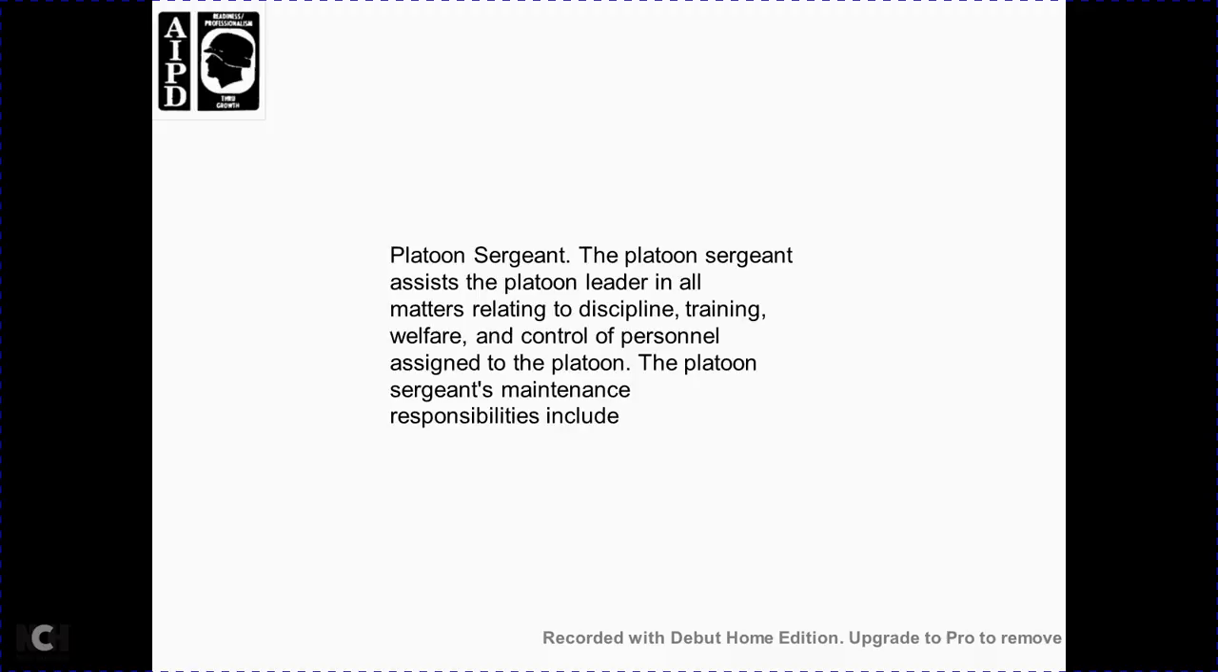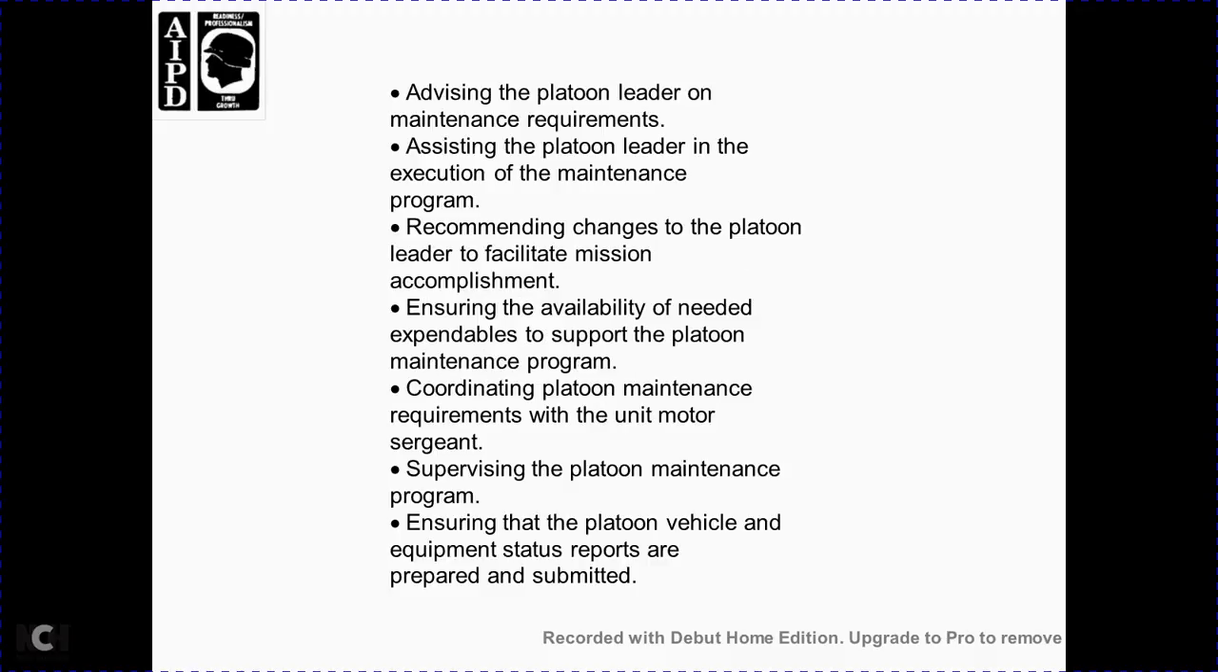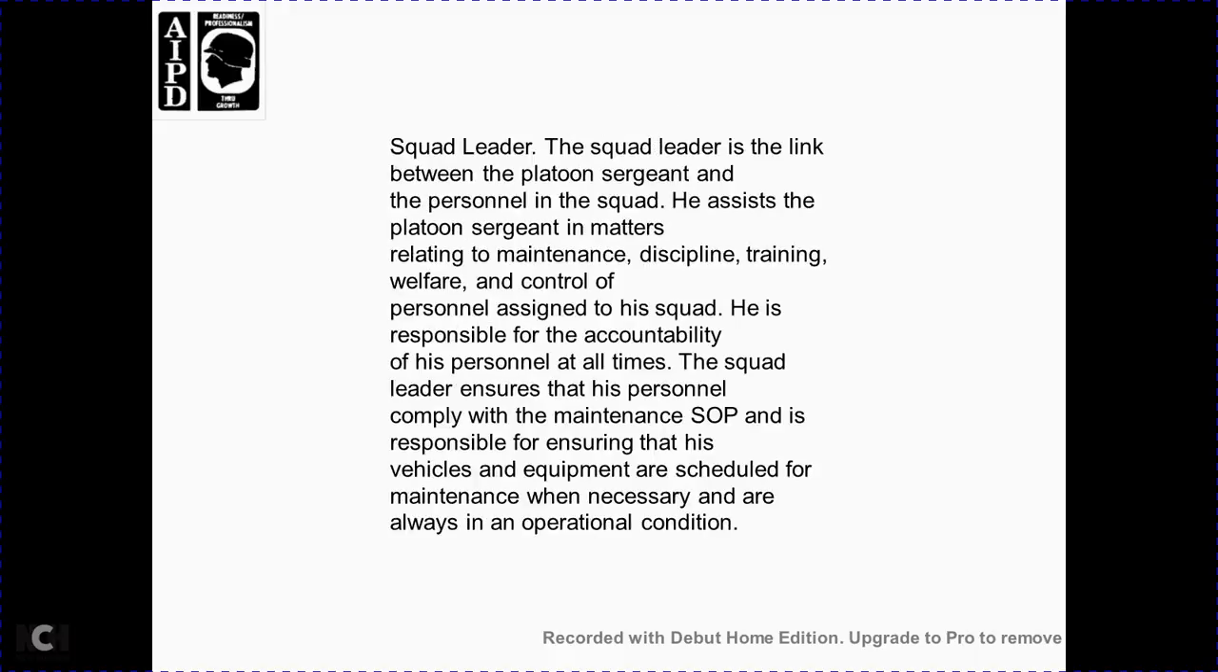Platoon sergeant. The platoon sergeant assists the platoon leader in all matters relating to the discipline, training, and welfare control of personnel assigned to the platoon. The platoon sergeant's maintenance responsibilities are advising the platoon leader on maintenance requirements, assisting the platoon leader in execution of the maintenance program, and recommending changes to the platoon leader to facilitate mission accomplishment. He ensures the availability of needed expendables to support the platoon maintenance program, coordinates platoon maintenance requirements with the unit motor sergeant, supervises the platoon maintenance program, and ensures the platoon vehicle equipment status reports are prepared and submitted.